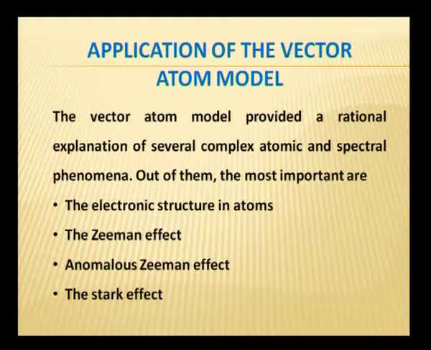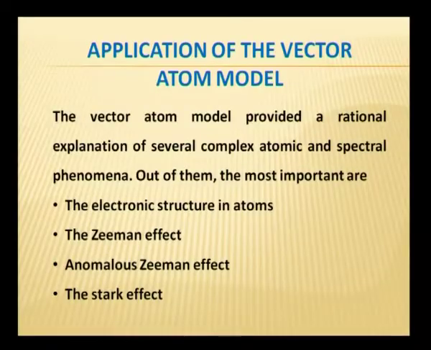The vector atom model provided a rational explanation of several complex atomic and spectral phenomena. Out of them, the most important is the electronic structure of atoms. That is what I told you. The electronic structure means how the electrons are arranged in atoms. In the first shell, how many electrons you have got? In the second, how many you have got? Third, how many? Suppose you have got an atom like lithium, you have got 3 electrons. Can I put all the 3 electrons in the first shell? It is not possible. You know, even in high school, you write 1s2, 2s1. These things come from the vector atom model along with the Pauli principle.